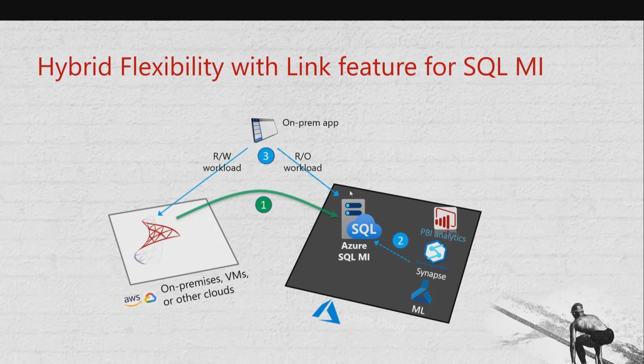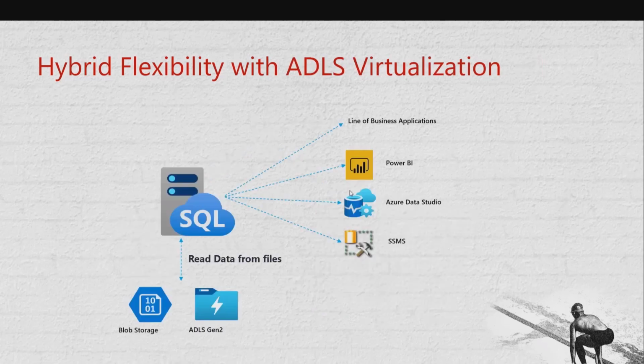Only on managed instance can you have the hybrid flexibility with the link feature for SQL MI. As I explained, you can run it on premises, other clouds, anywhere, and you can replicate the data to Azure SQL MI, and then you can use it for ETL processes, maybe with Azure Data Factory. Maybe you'll use it for reading analytics. Maybe you want to extract this data into Synapse. Maybe you will use it as a readable replica. Amazing feature, gives you amazing flexibility.